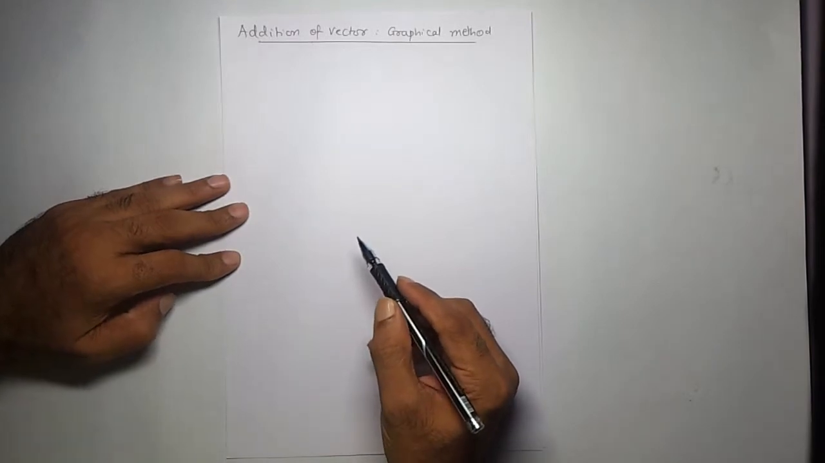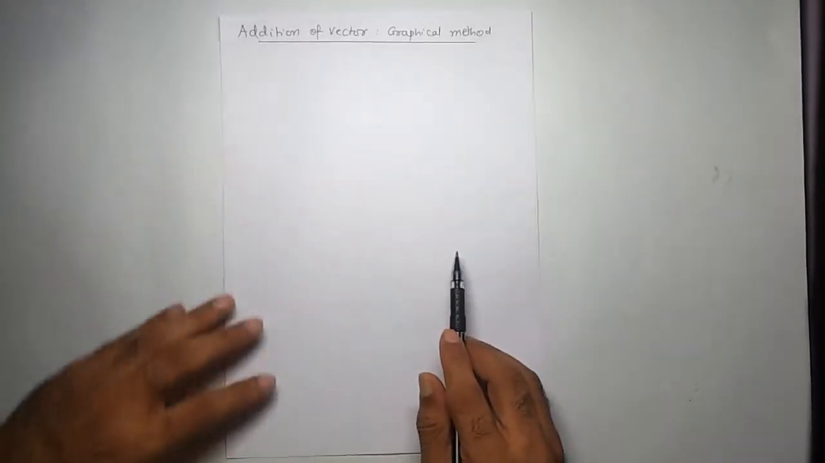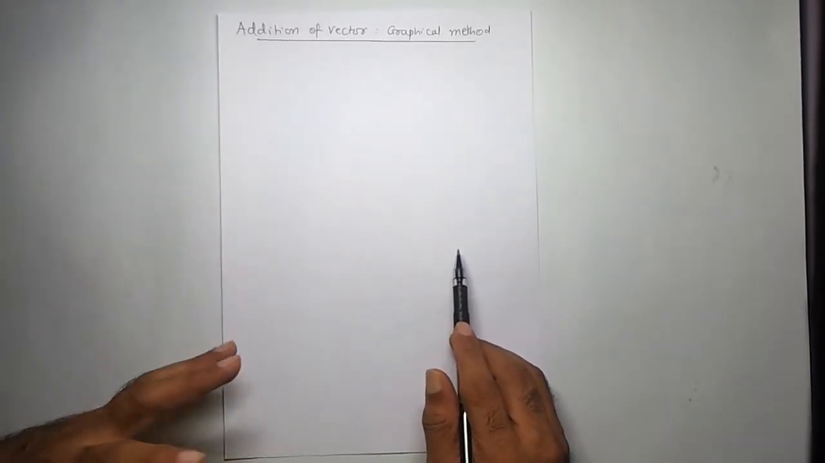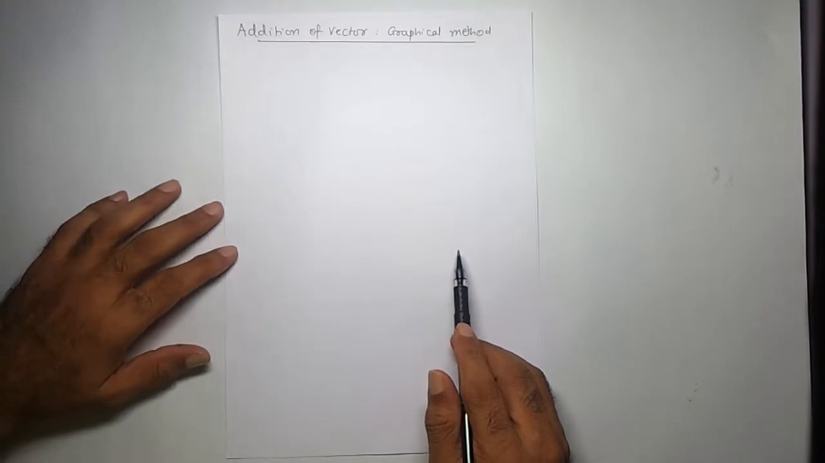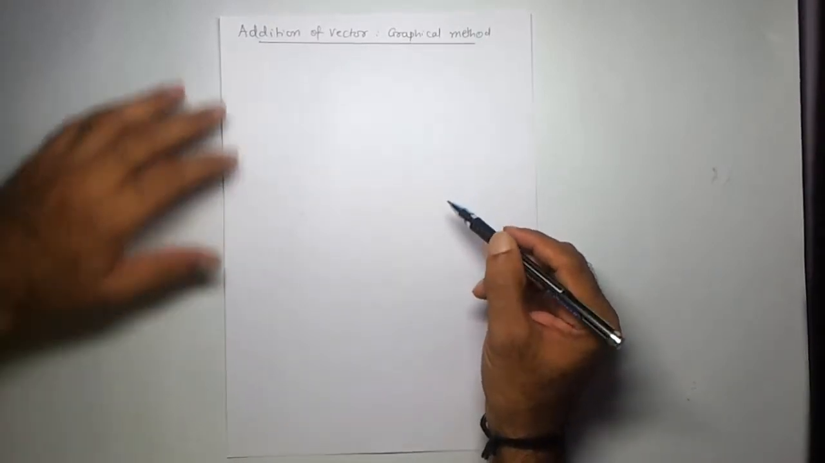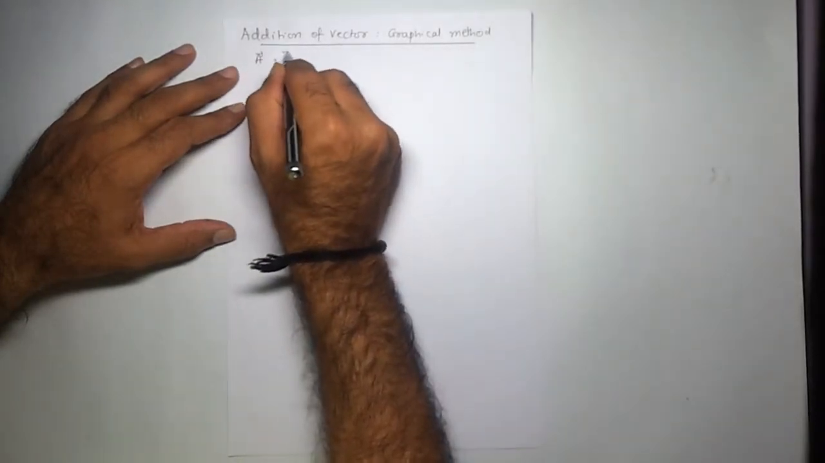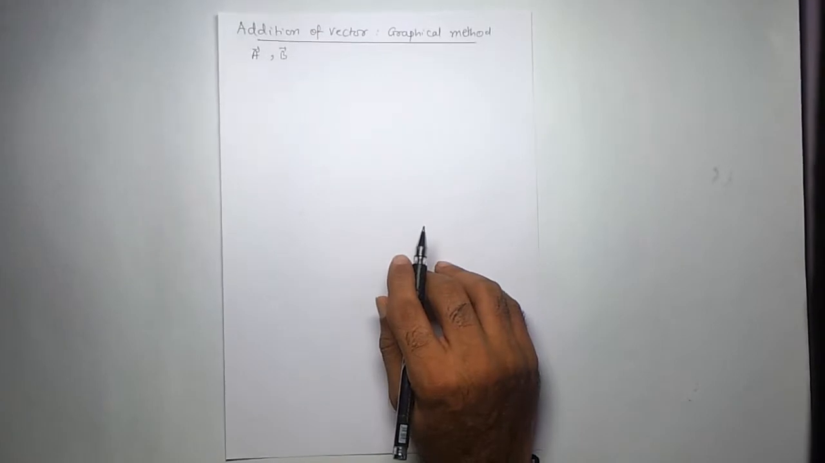Okay, as we continue our discussion on addition of vectors, we're going to look at the graphical method of adding two vectors. Of course, this method will be demonstrated for two vectors, but it can be used for addition of more than two vectors. So let us say we have two vectors, A and B, and I want to use a graphical method to add them.